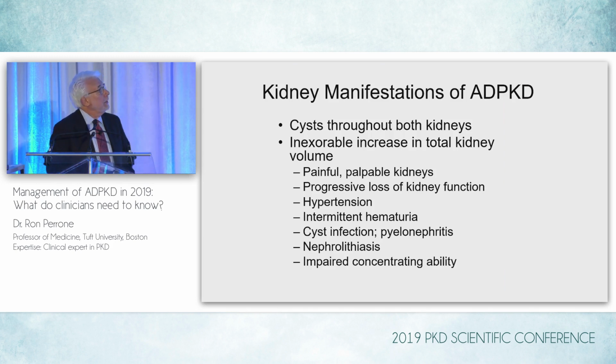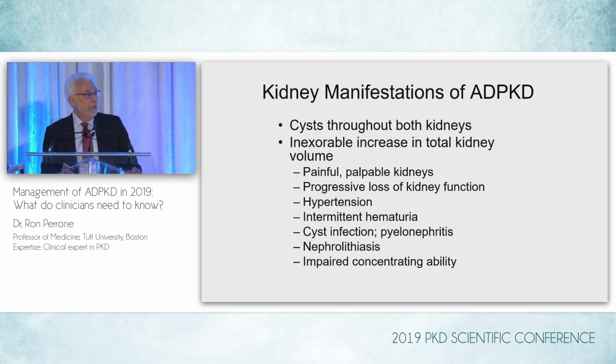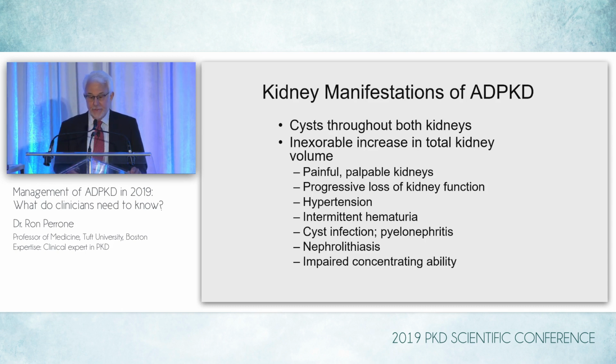So the kidney manifestations of ADPKD are well known to you, any of the clinicians who take care of PKD patients. Cysts scattered throughout the kidneys, an inexorable increase in total kidney volume, leading to painful and palpable kidneys, progressive loss of kidney function, hypertension, intermittent hematuria, cyst infection, pyelonephritis, nephrolithiasis, and impaired concentrating ability.